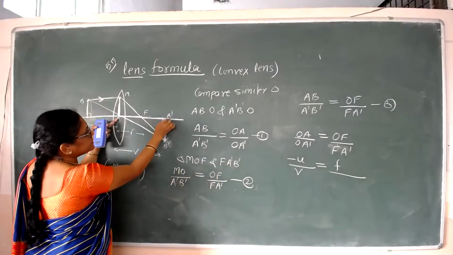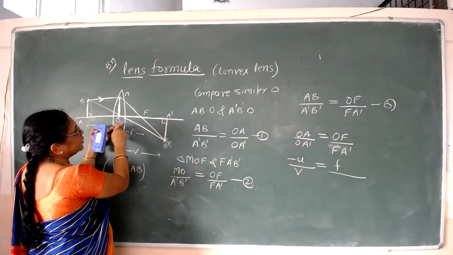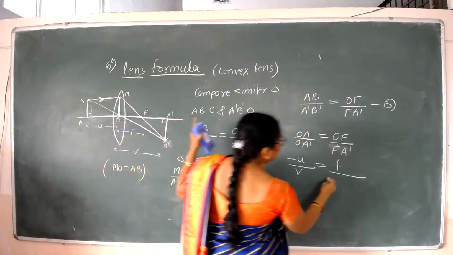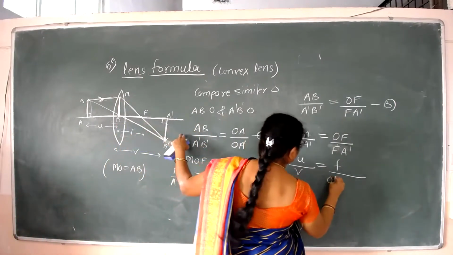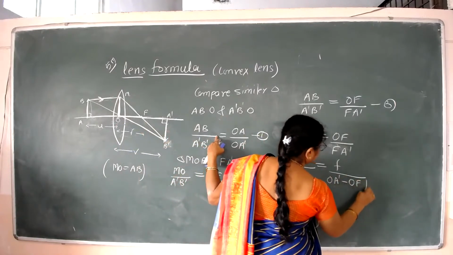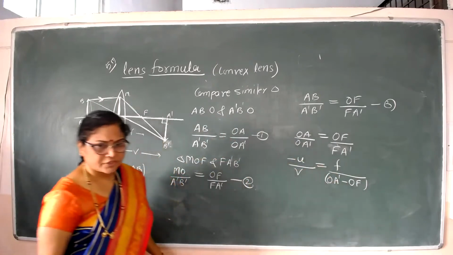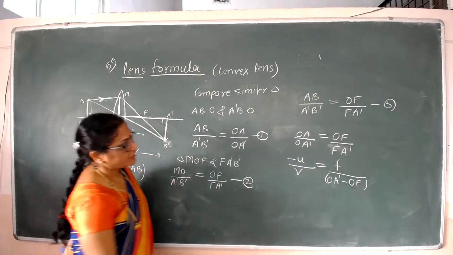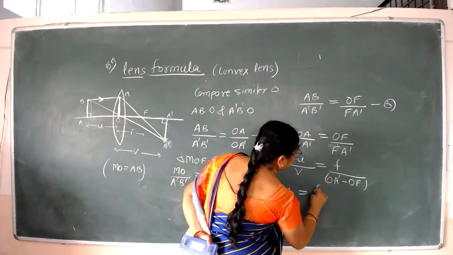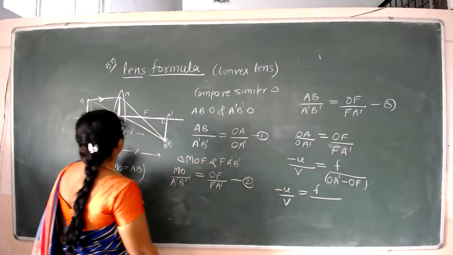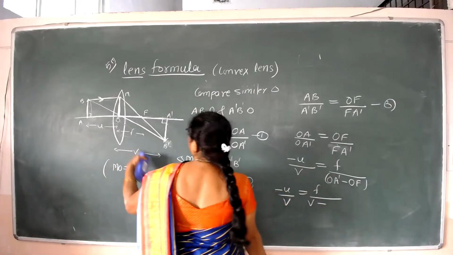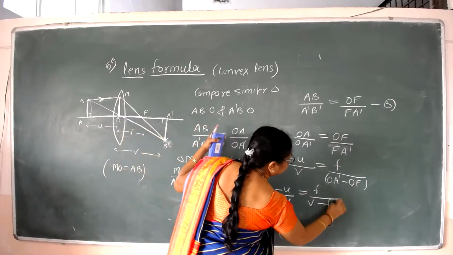FA', the value is not given, so we consider here OA' minus OF. Then substitute the values. Minus u divided by v is equal to f divided by OA' minus OF, which is v minus f. Both are in the same direction, so that is a minus here.